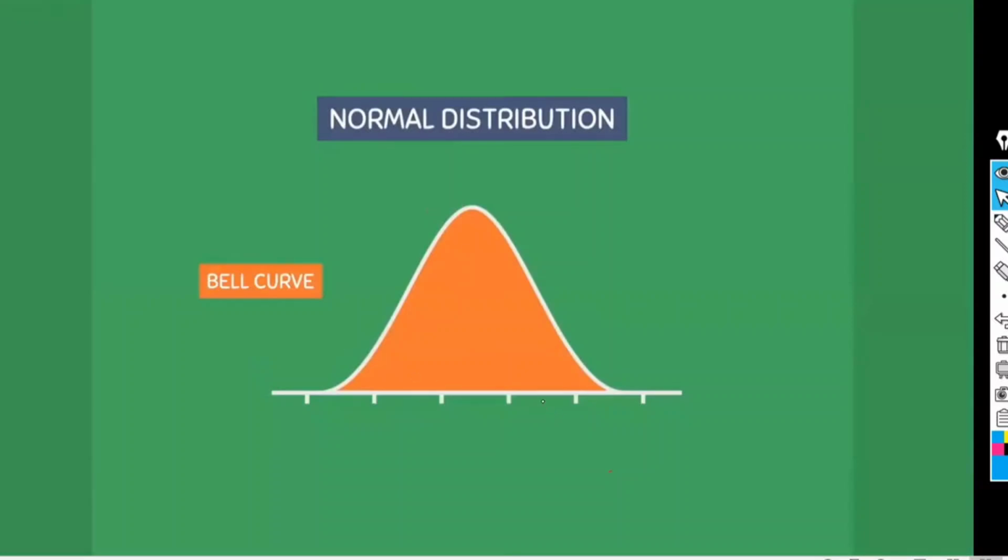It is a bell curve. So the shape of the distribution will be a similar kind of bell, right? So we are having this kind of bell curve. This is called the bell curve distribution, right?